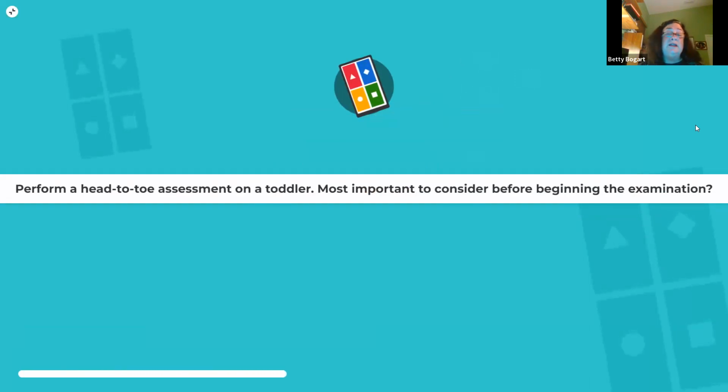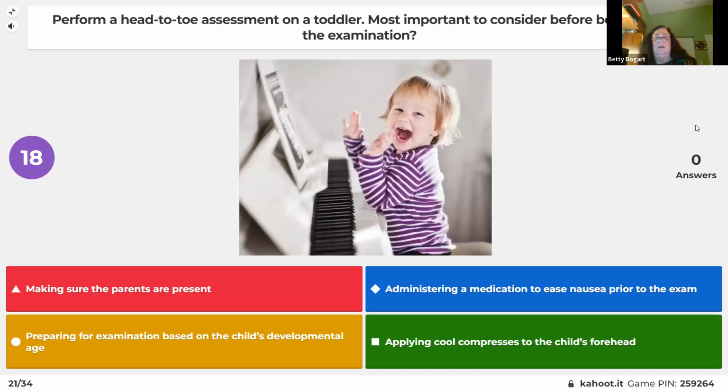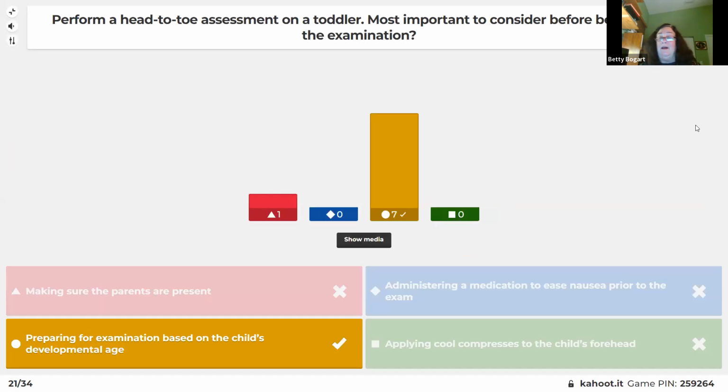Perform a head-to-toe assessment on a toddler. Most important to consider before beginning the examination. Remember, a toddler is ages 1 to 3. Before you go in and try to listen to them, touch them, take a temperature, what should you do? And get in there on their developmental level, and then you can do almost anything you want and keep them involved with you. Even 1, 2, and 3-year-old children will be able to push buttons and do things for you. They're smarter than you really think.